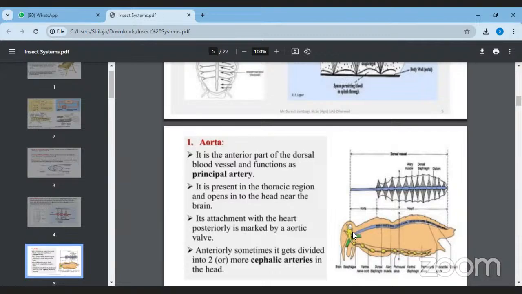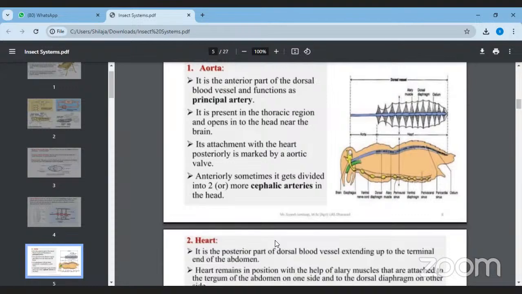Here we will see the aortic valve, where anteriorly sometimes it gets divided into two also, which carries most of the hemolymph to the cephalic arteries of the head region, where we will see the antenna, antennules, maxillae, mandibles. Every function will be of this particular system, like the cephalic artery.